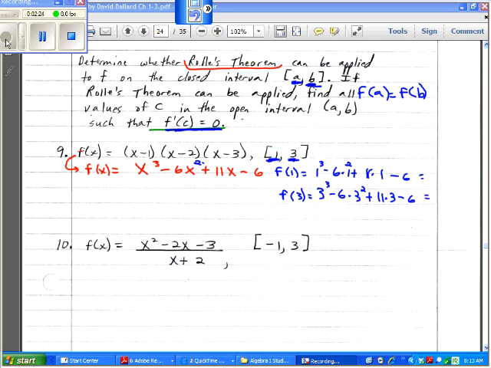On the first one, we would have a 1 minus 6 is a negative 5. A negative 5 plus 11 is a positive 6. And a positive 6 minus 6 is 0.